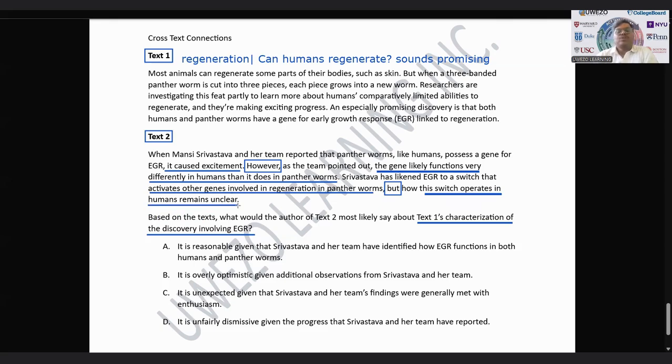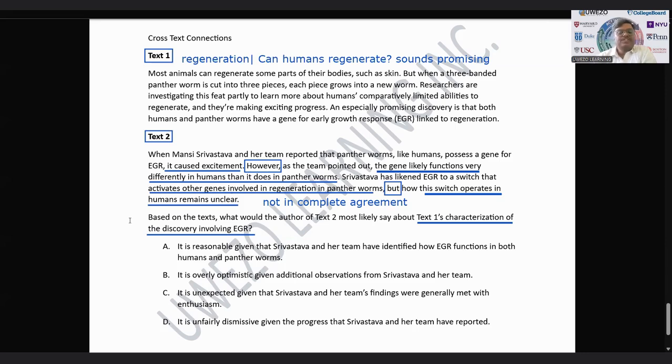So if I have to compare these two texts and say what the relationship is, then we can say the relationship is definitely not in agreement. Not in complete agreement. Remember, it is not completely contradictory as well, because the work sounds interesting, the work sounds exciting, but we do not have enough work done in humans for that. Okay, so let's start working on the answer choices.